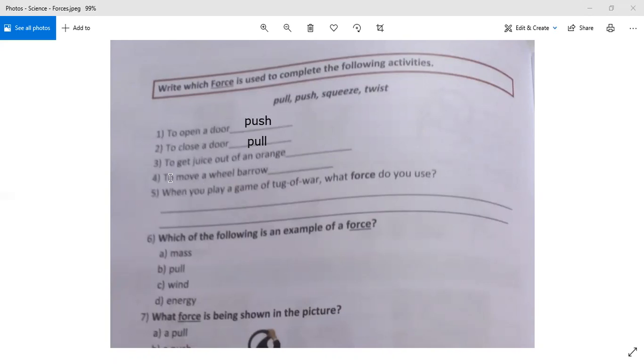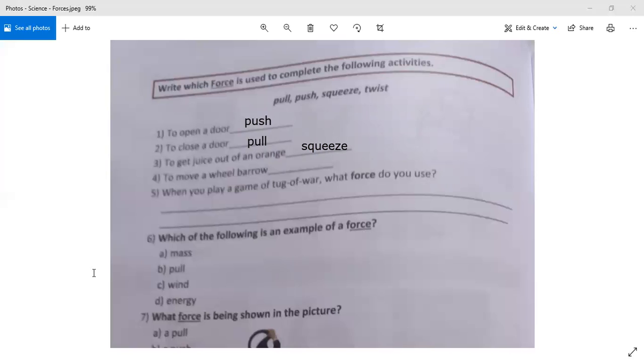Let's read number 3. To get juice out of an orange. Read that. How do we get juice out of an orange? Do we push it or pull it? No, we squeeze it. We squeeze oranges to get the juice out of it. Let's write that word squeeze. S-Q-U-E-E-Z-E. Squeeze. Good. So far, so good.